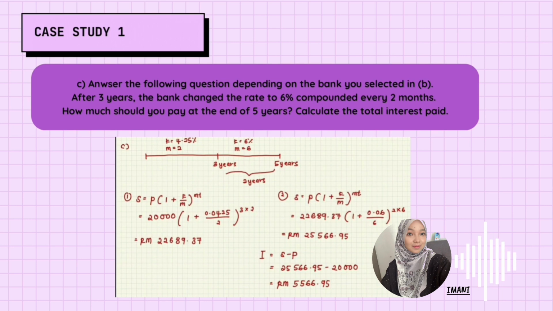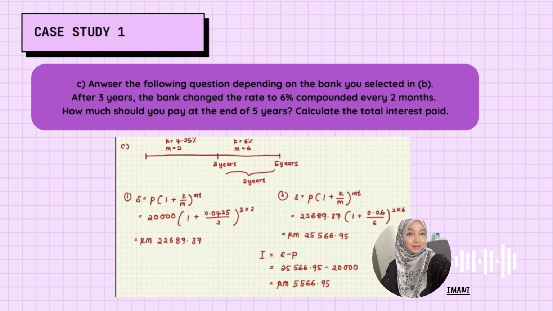We'll move to question C, where the question is, answer the following question depending on the bank you selected in B. After 3 years, the bank changed the rate to 6% compounded every 2 months. How much should you pay at the end of 5 years? Calculate the total interest paid.